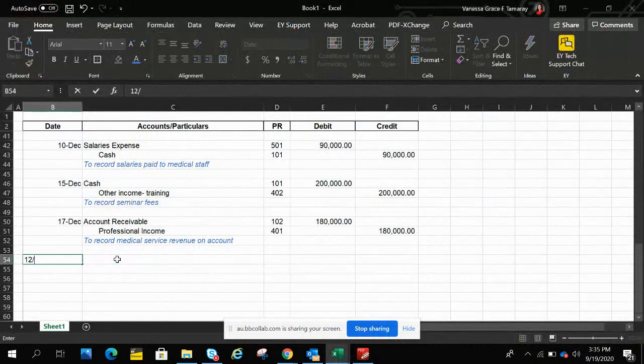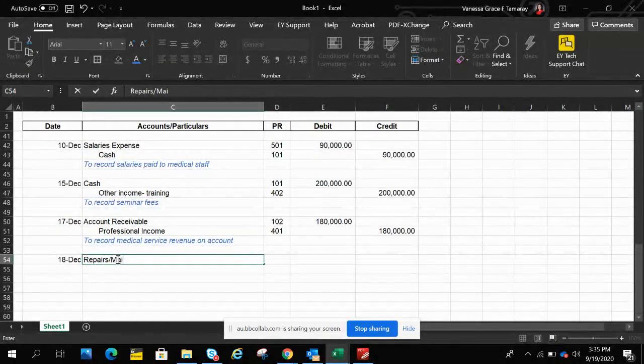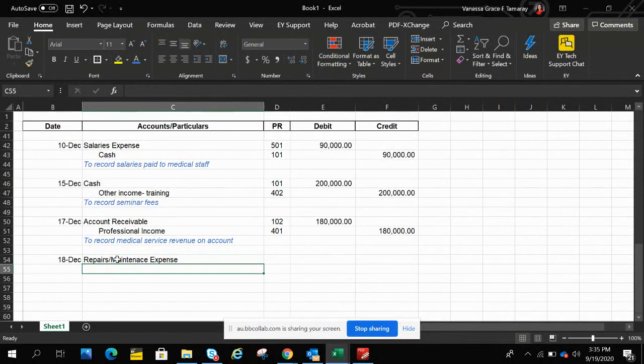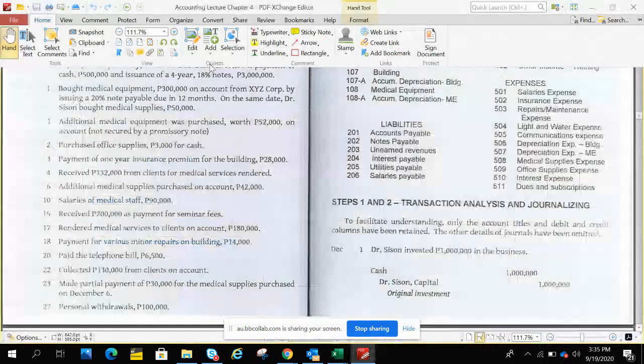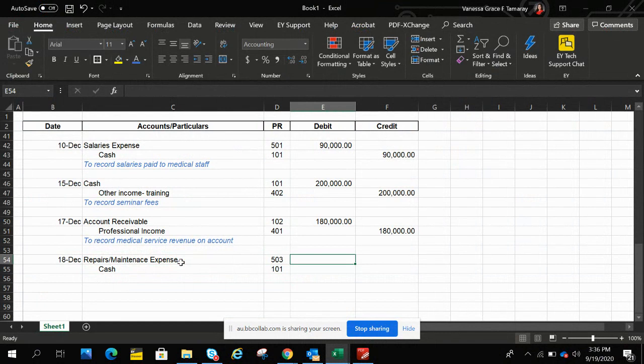Debit, repairs, maintenance, expense. And then, credit, cash. Kasi nagbayad ka. Then, debit to the expense because the normal balance of the expense is debit. And then credit because we paid for the maintenance or the repair in the amount of how much? 14,000 pesos. Then, ano ba yung account number? 503, 101. 18,000 pesos. 14,000 pala.